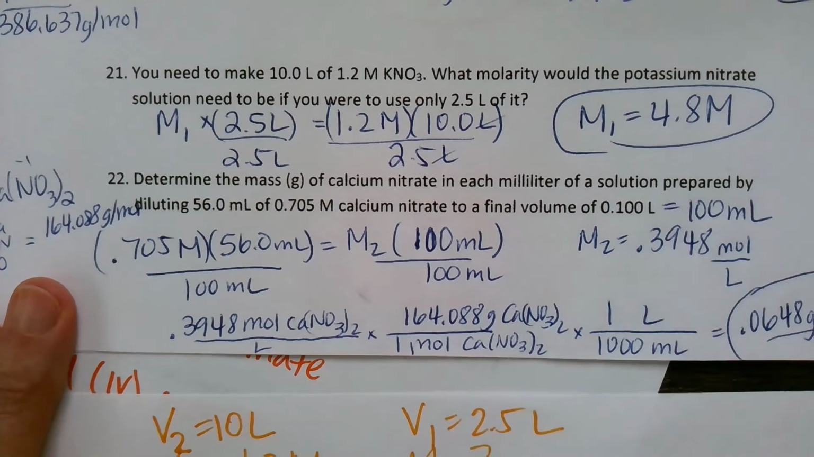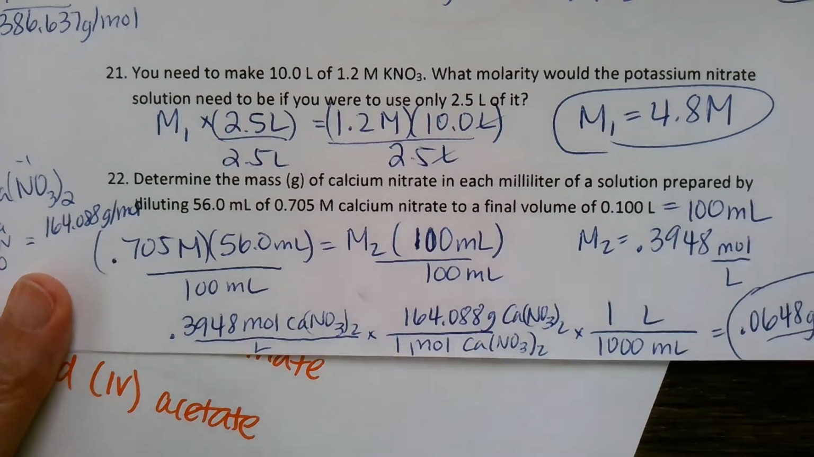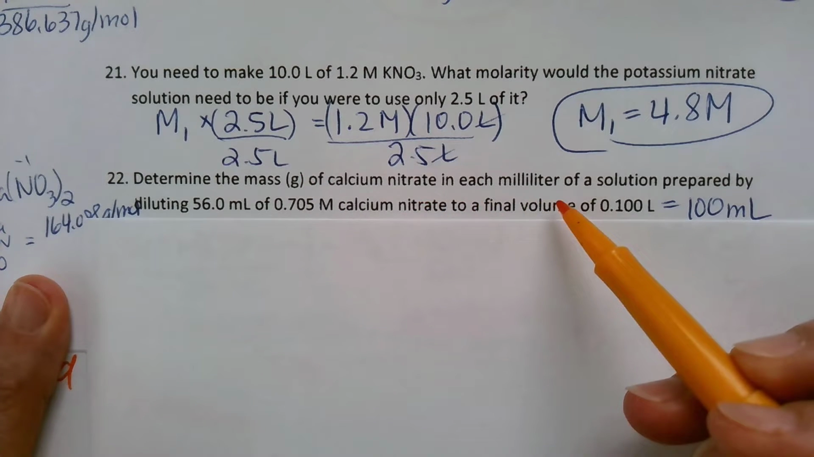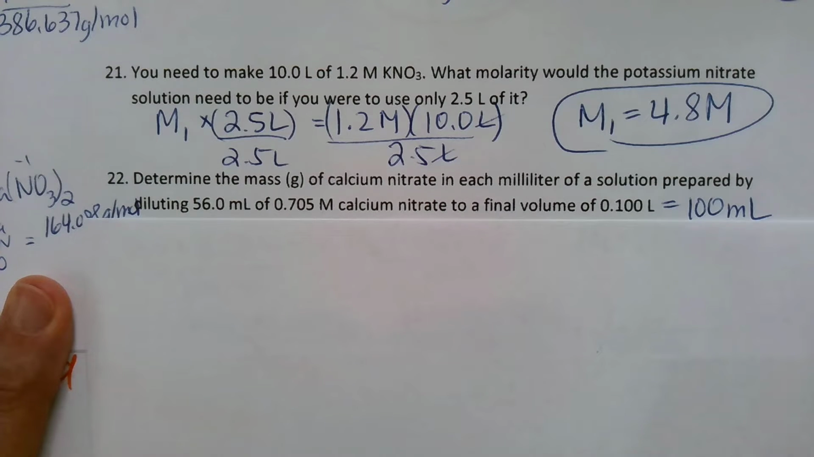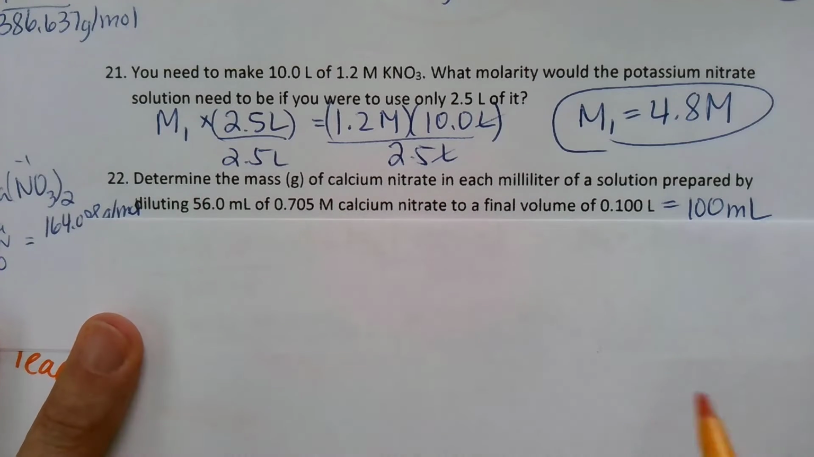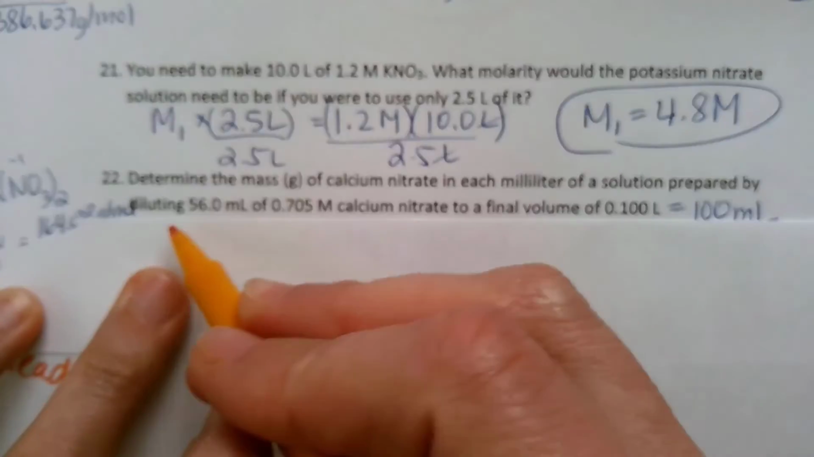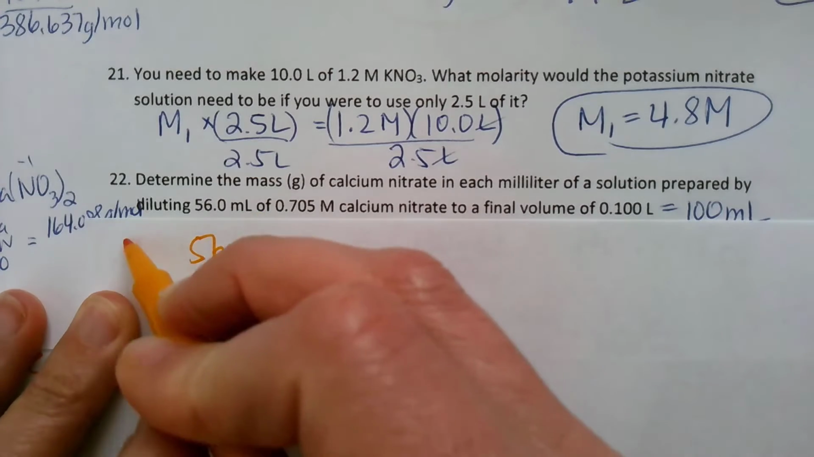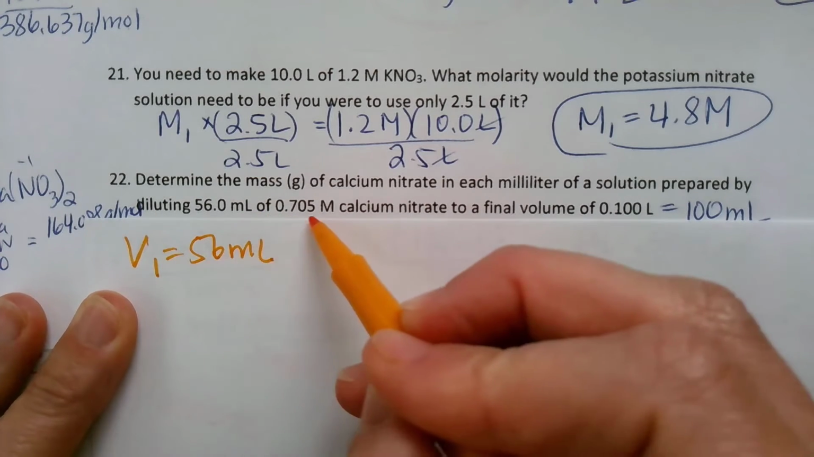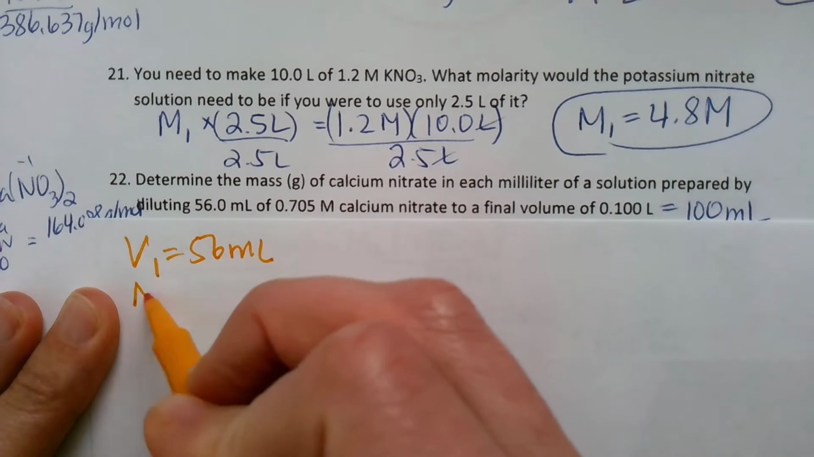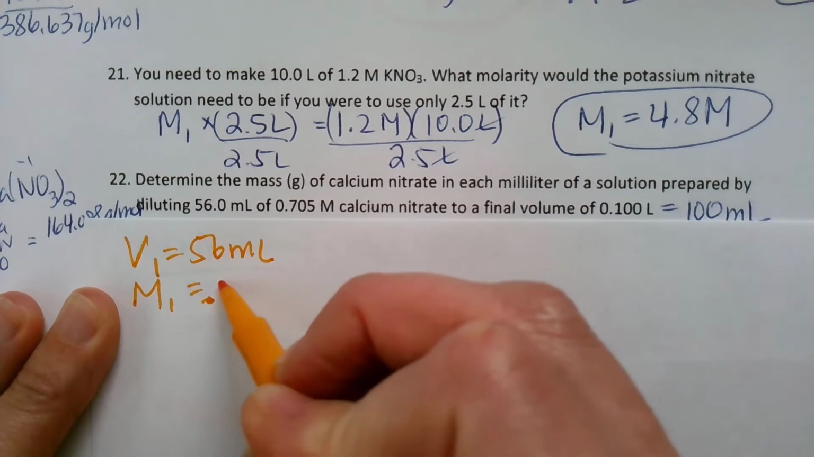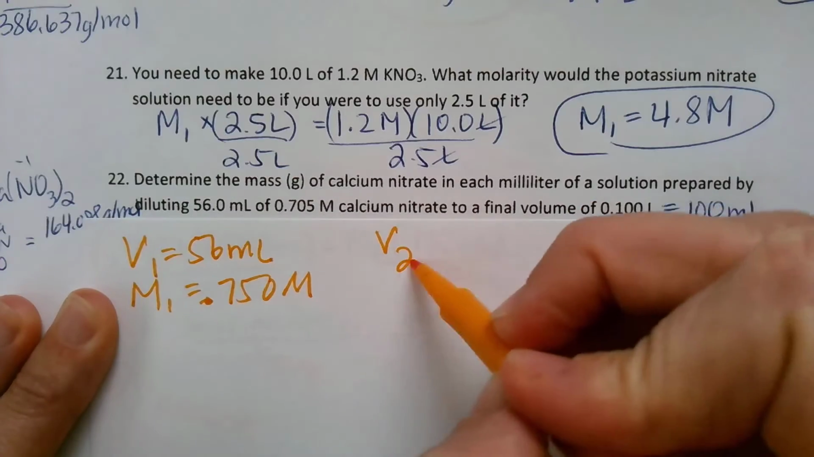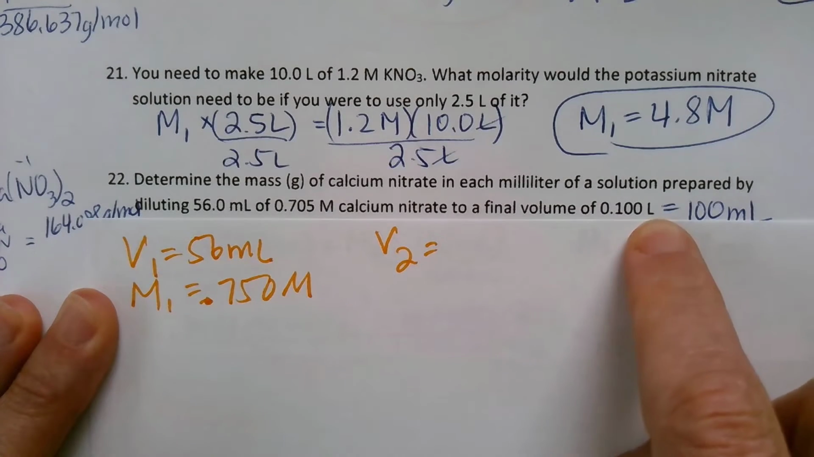And then 22. Let's look at this guy. Determine the mass of calcium nitrate in each milliliter of a solution prepared by diluting. Okay, so I see the word diluting and I'm thinking M1V1 equals M2V2. I'm given 56 milliliters, that's a volume, of this concentration. So concentration is 0.750, and a final volume, so V2, of 0.1 liters.